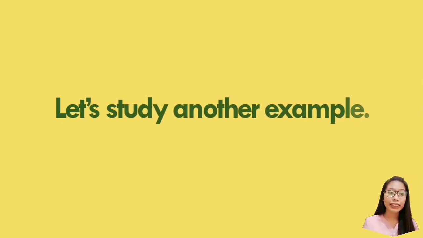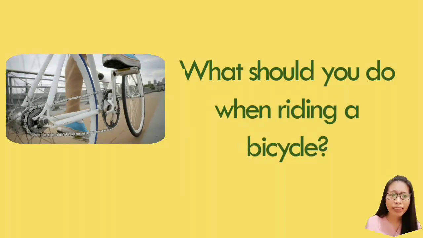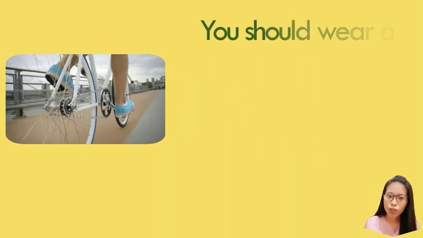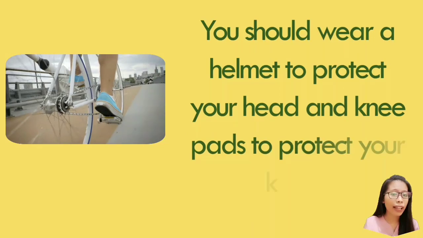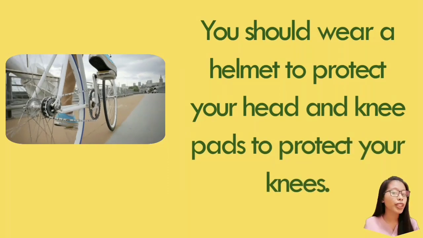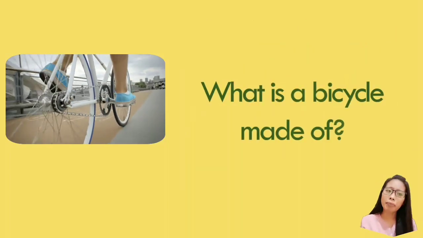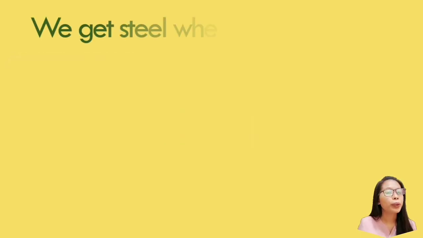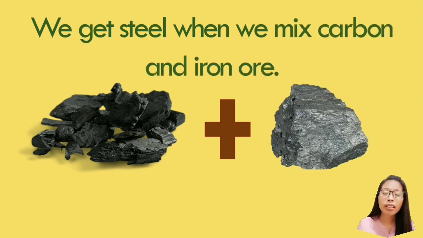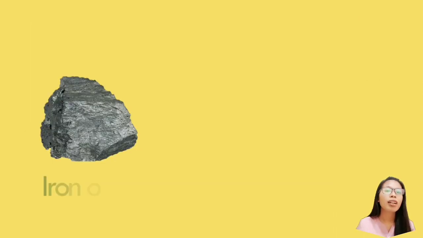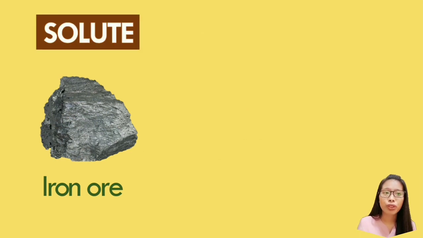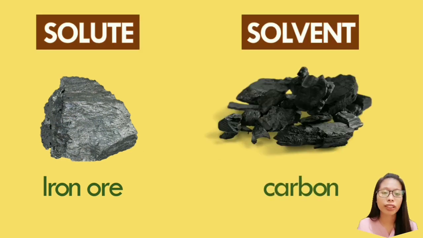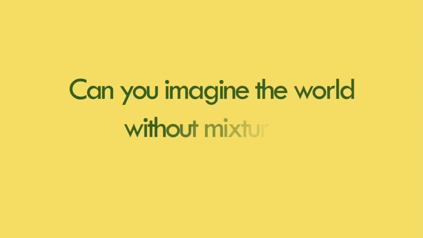Let's study another example. What should you do when riding a bicycle? You should wear a helmet to protect your head and knee pads to protect your knees. What is a bicycle made of? It's made of steel. We get steel when we mix carbon and iron ore. Iron ore is the solute, while carbon is the solvent. Can you imagine the world without mixtures?